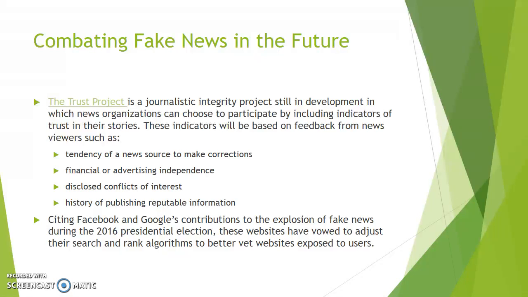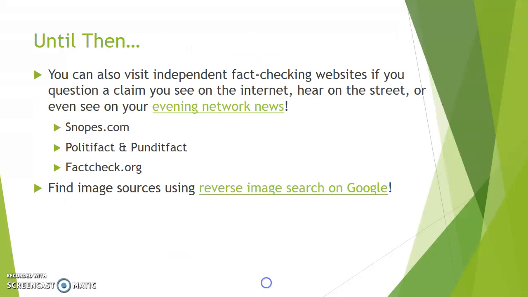The Trust Project isn't the only endeavor seeking to address the problem of fake news. Facebook and Google have made discernible changes in their algorithms, which promote certain sources above others based on a series of factors dictating the quality of those sources. They continue to make adjustments as they receive feedback on the effectiveness of their changes.